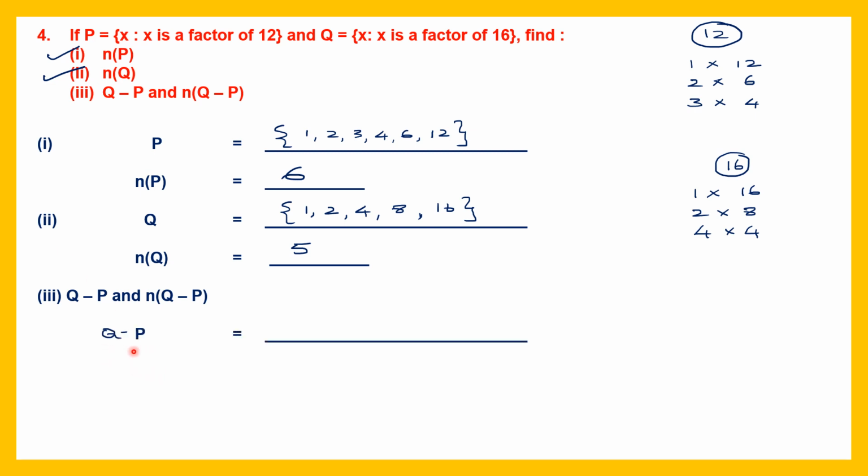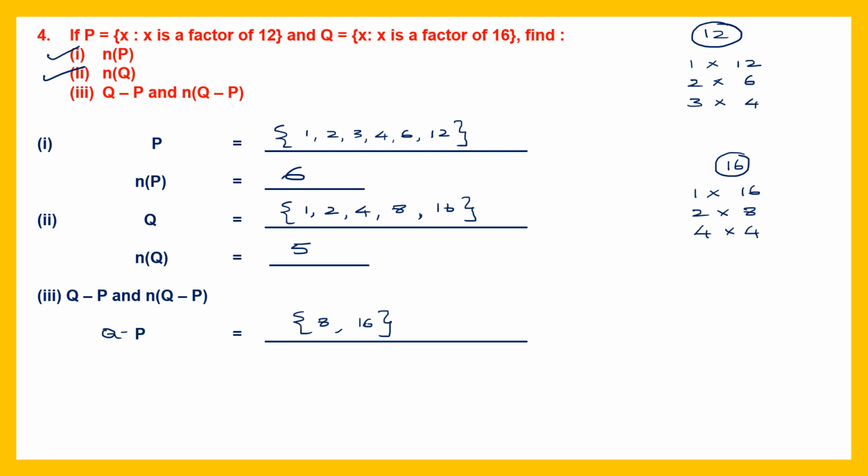So let's do that. We're going to first find out the elements of Q minus P. That means write all the elements of Q which are not there in P. So let's start. 1. 1 is there. 2, 4, 8 is not there. So we can write 8 and 16. 16 is also not there. So we're going to write all the elements of this. Okay, so we've got the elements of Q minus P.